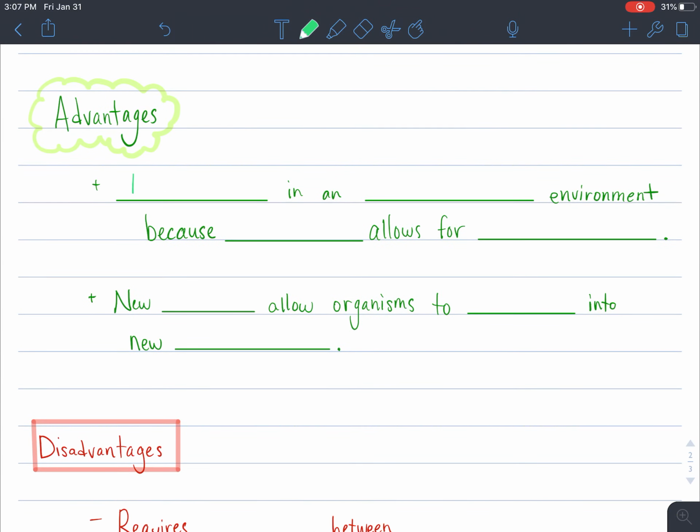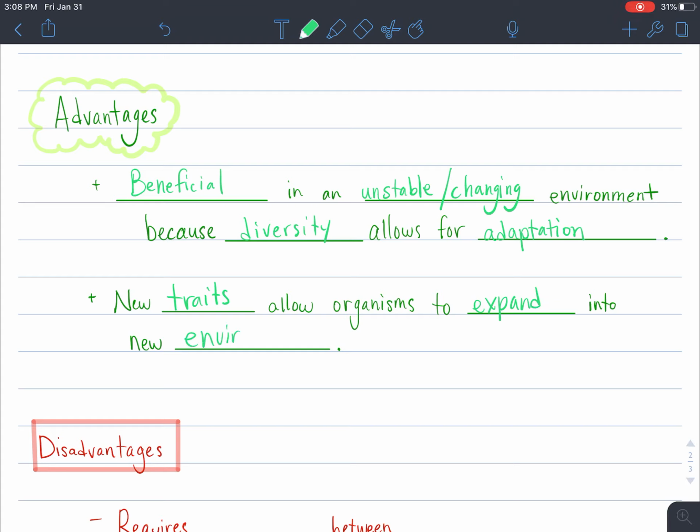So the advantages of this is that it's going to be beneficial in an unstable or a changing environment. So this is the opposite of asexual reproduction. If your environment's changing, then sexual reproduction is going to be much more advantageous because diversity, all those differences, allows for adaptation. Also, new traits allow organisms to expand or to take over or to move into new environments.